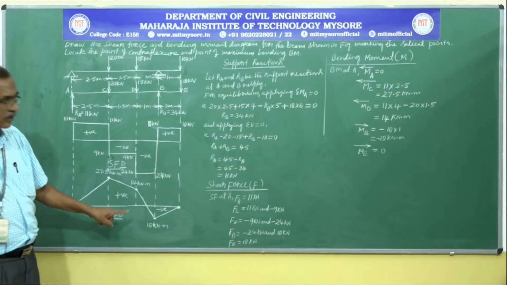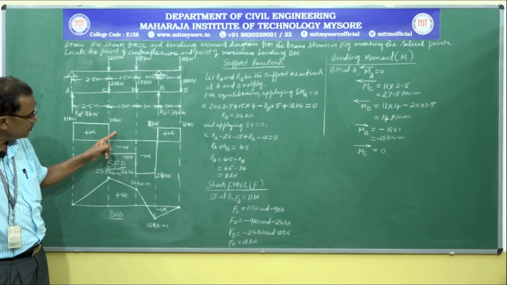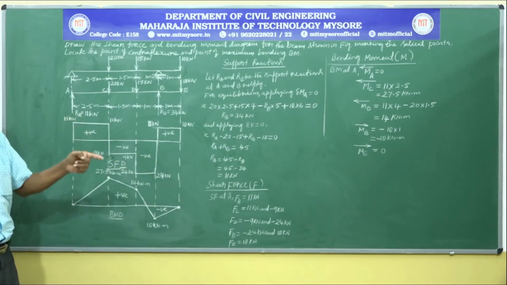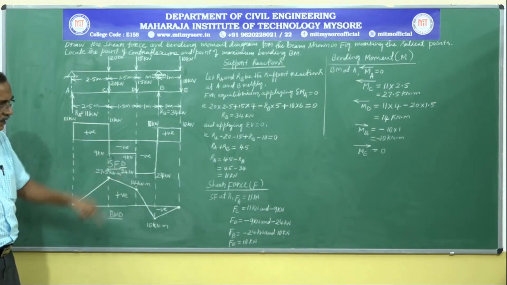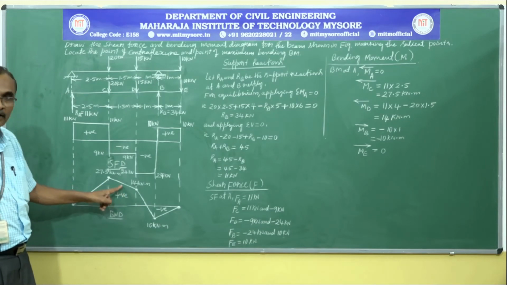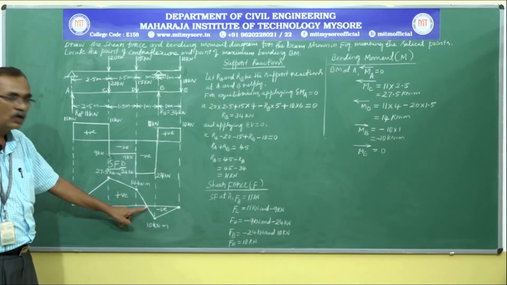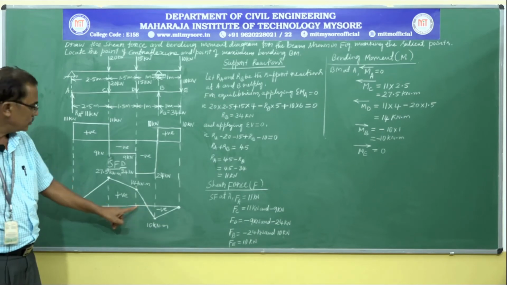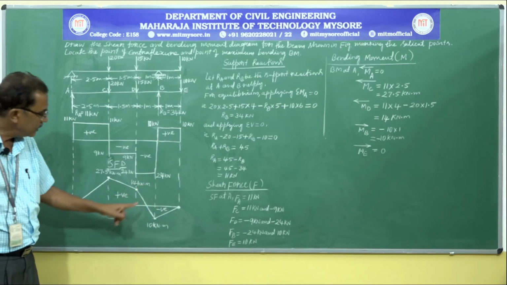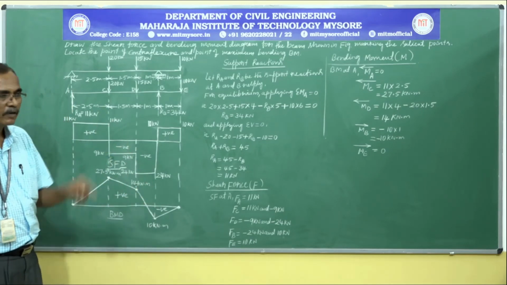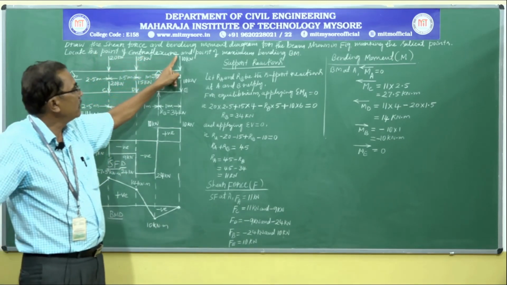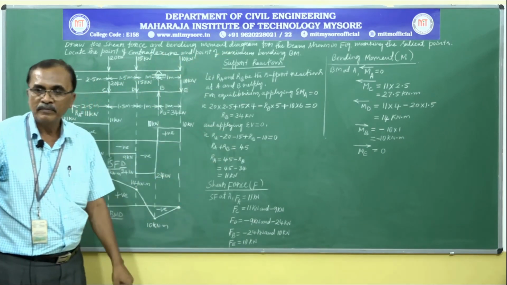Next, in the previous problem shear force diagram only changed its sign from positive to negative, whereas here both shear force and bending moment diagrams changed their sign from positive to negative. So bending moment diagram changed its sign at an unknown point. It has crossed the reference line between D and B and that point is to be located. That is what is asked in the problem: to locate the point of contraflexure and point of maximum bending moment.